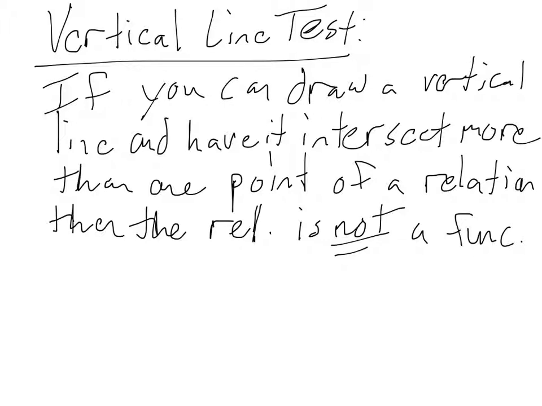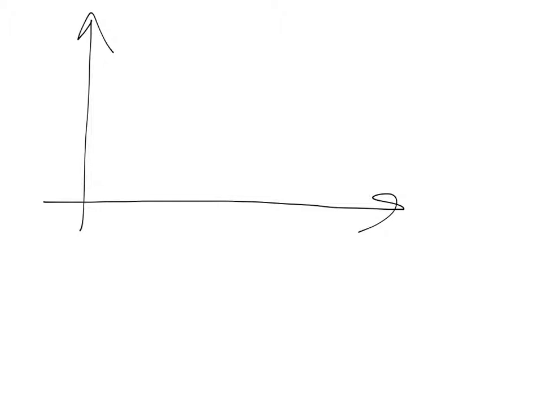Now, if we're given the graph of a function, the question is now, can we identify specific properties of the function just by looking at its graph? So let's look at an example of that. Okay, so let's go ahead, start with the graph of a function.